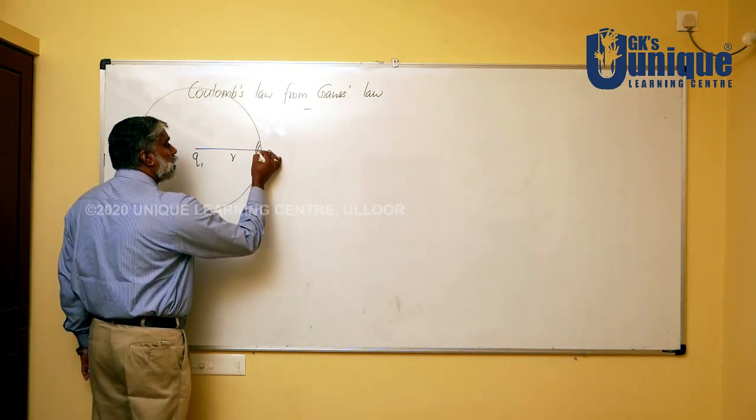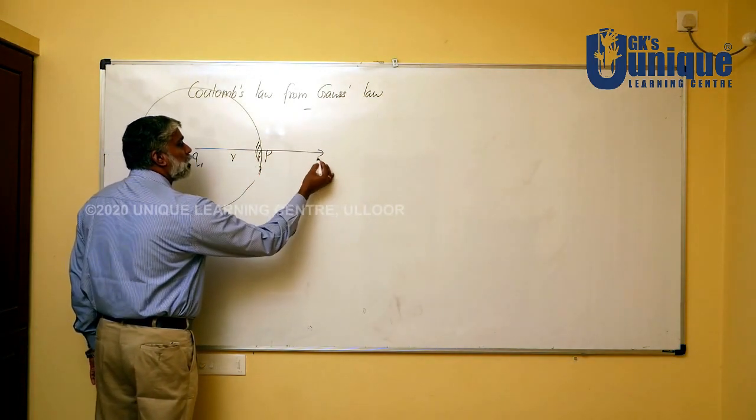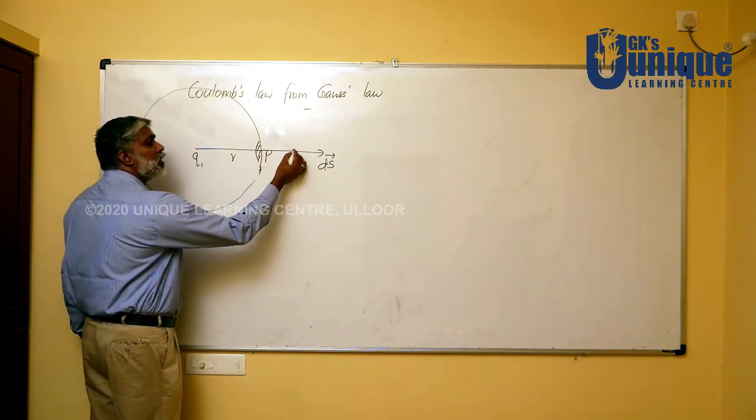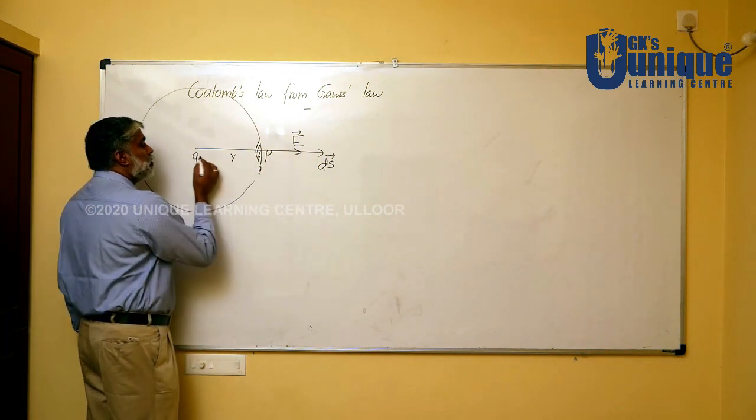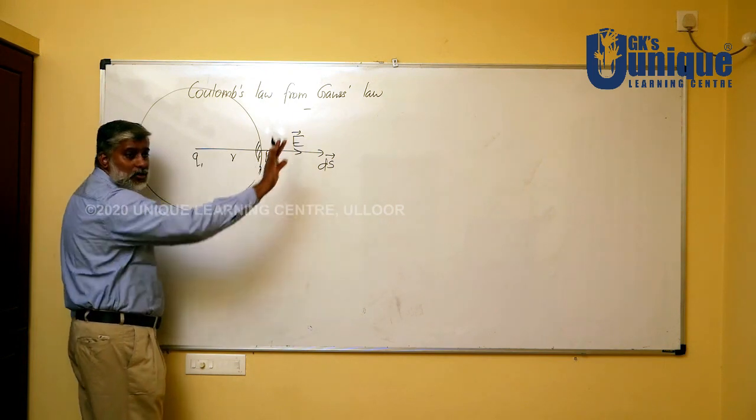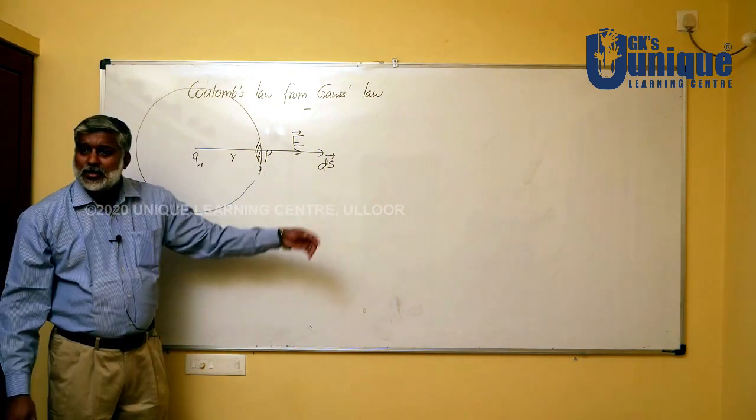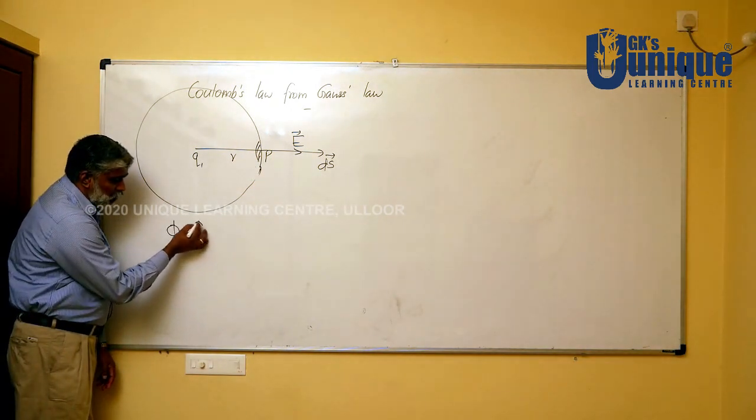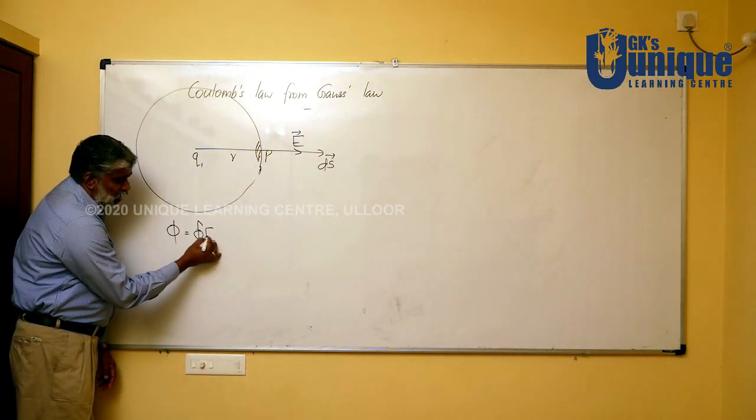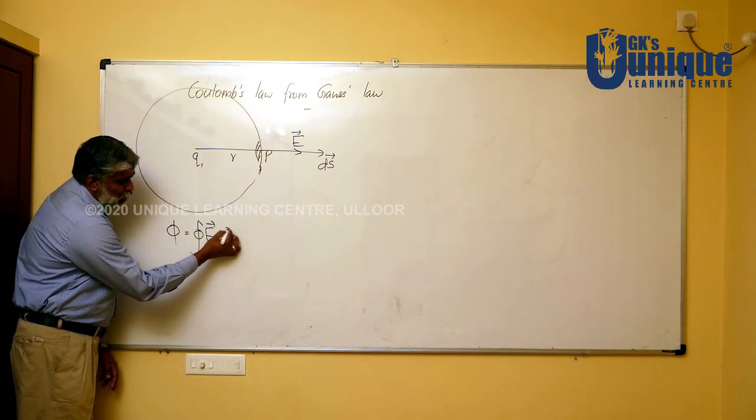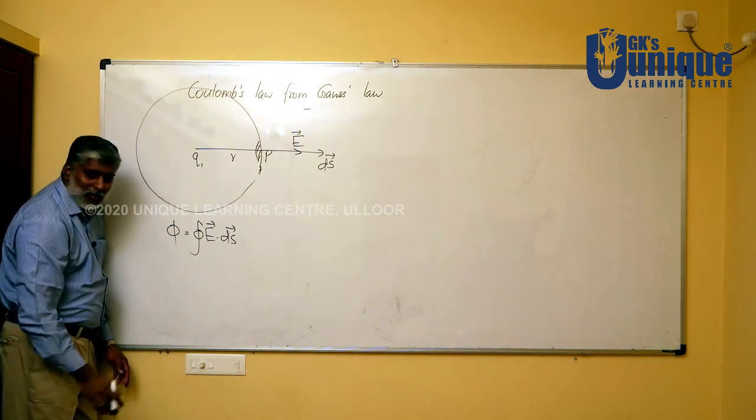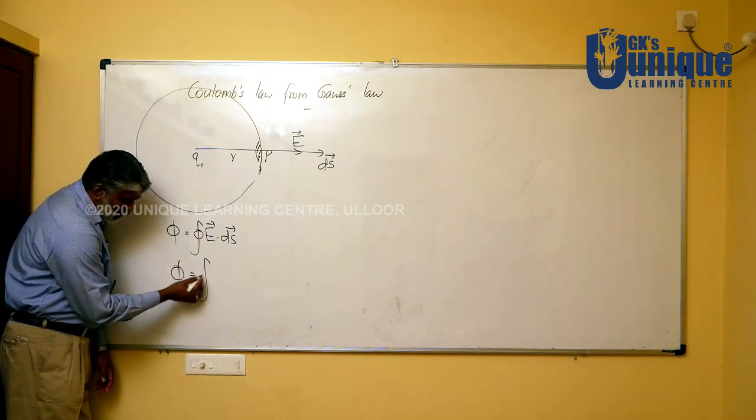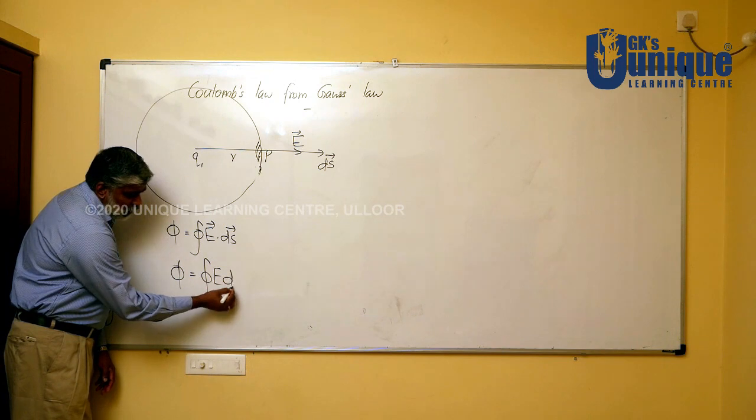At P, I consider a small area. Area vector like this. At P, the electric field also will be in the same direction. Why? Because this is positive, so electric field is outwards. Angle between E and S, zero. Then you know what is a flux? Flux is equal to closed integral E dot ds. Angle between E and S, zero. So E dot ds becomes E ds.